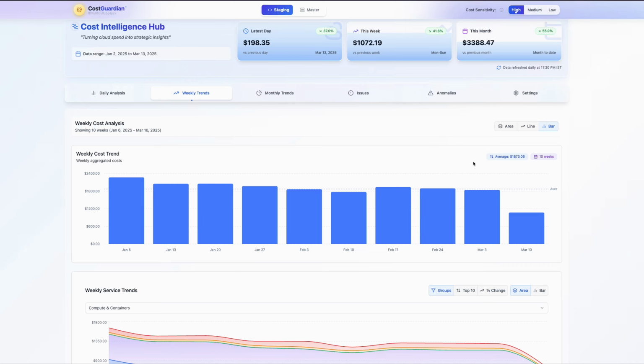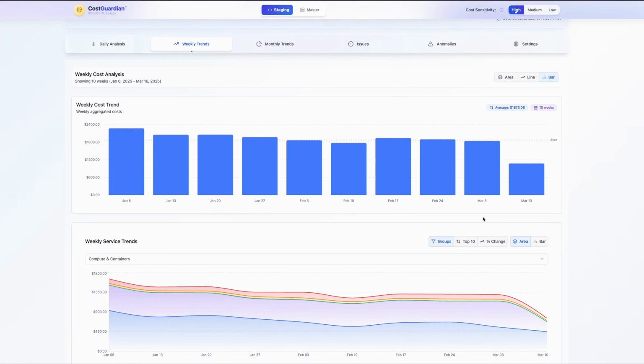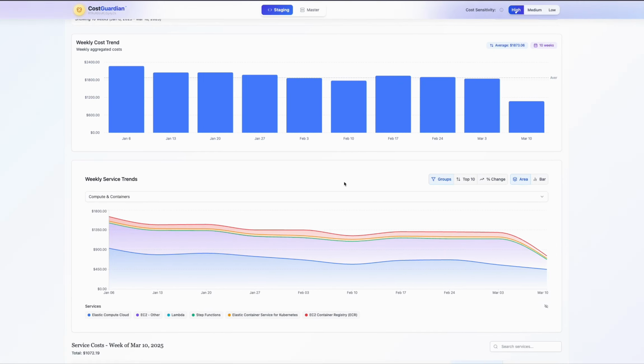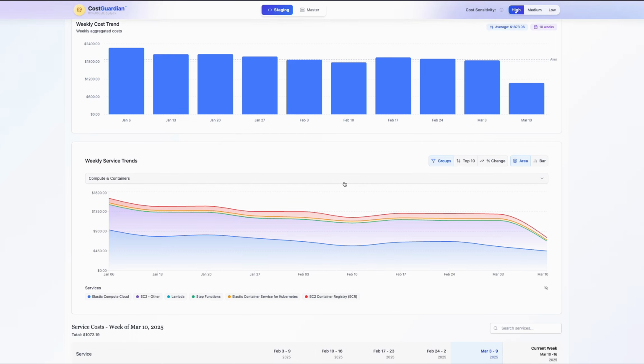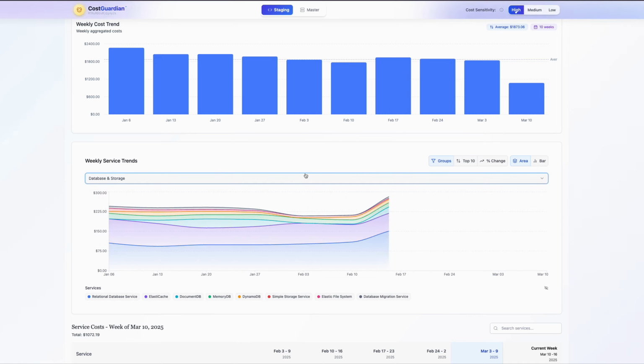On the top side you can see the average cost and the total number of weeks that you are monitoring right now. Then we have a weekly service trend. What we have done is grouped all the services into groups. For example, if you want to look at all the services in database and storage, you can just select the group database and storage, and you get all your services in one place.